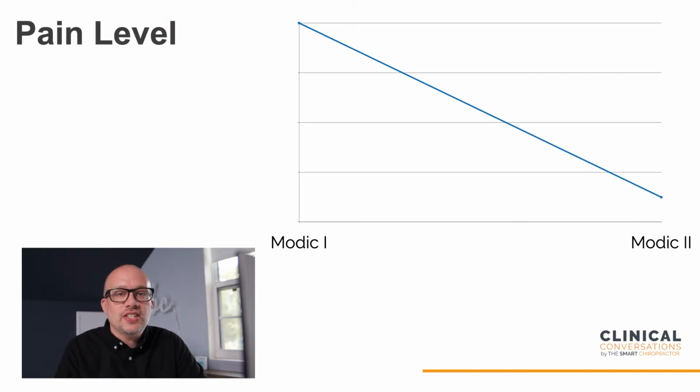Pain level, we discussed this a couple times already. Modic 1, high correlation. Over 75% of people with Modic 1 changes are going to have constant pain and or pain at night.